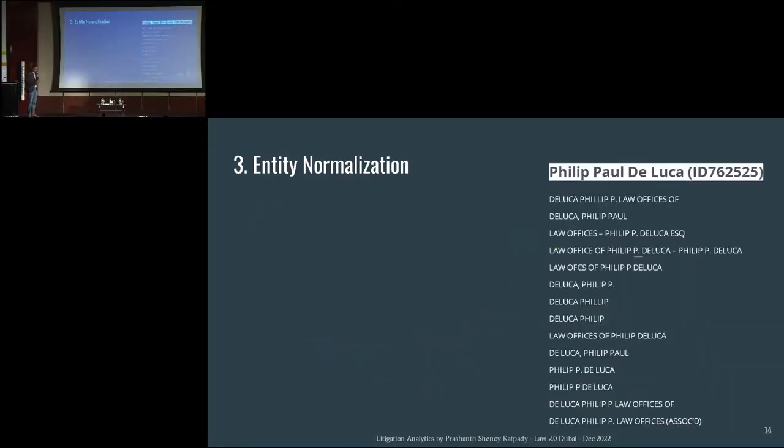Now, what you see here is Philip Paul DeLuca. He's an attorney. This is a normalized entity with a specific identifier. You'll see here the different variations in which this attorney has come up in a lot of cases. I had to limit the number of entries here because I didn't want the list to go beyond the presentation slide, but it can be a lot more. Let's see some of the problems that we try to solve.